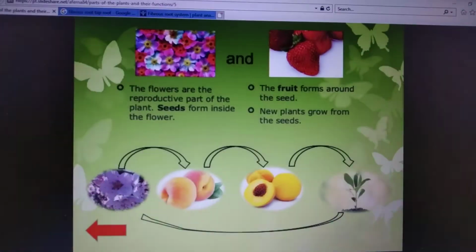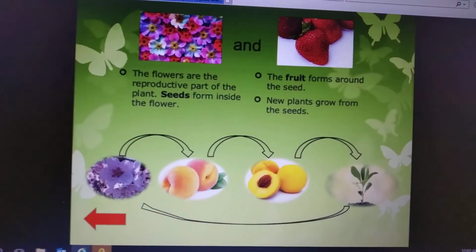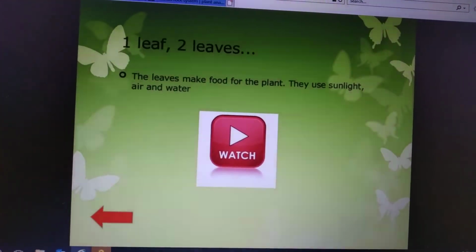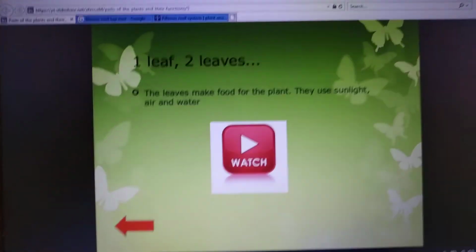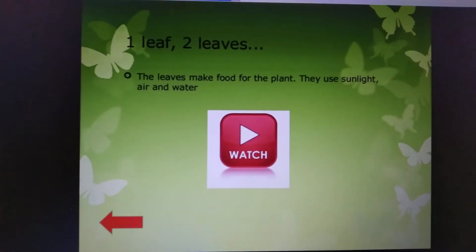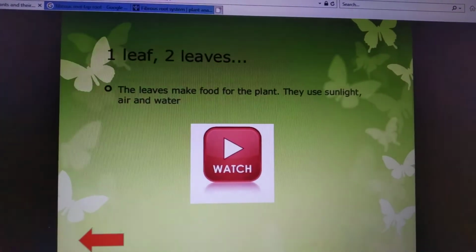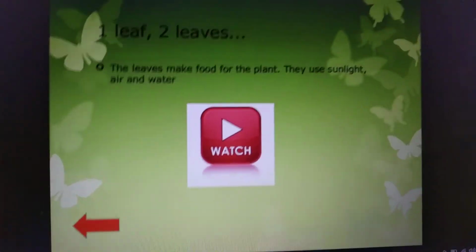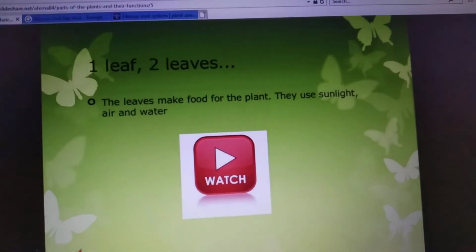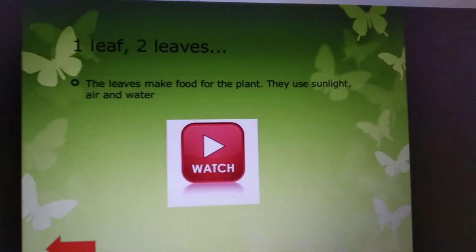Next, you know about leaves. Leaves will prepare food for the plant, children. So they are called food factories of the plant. How will they prepare food? By using sunlight, air and water, they will prepare the food.